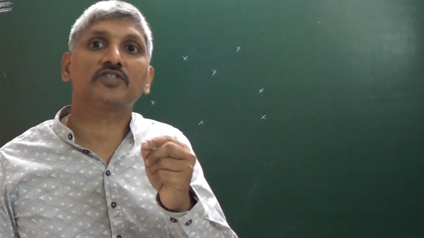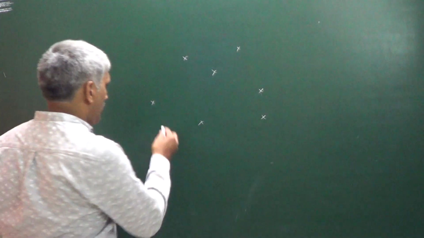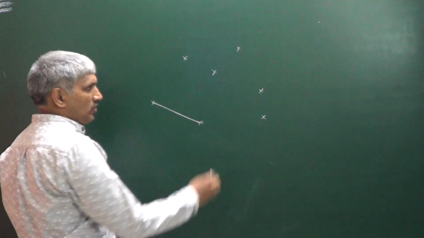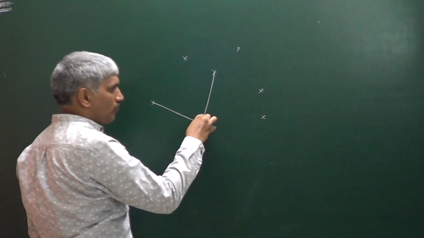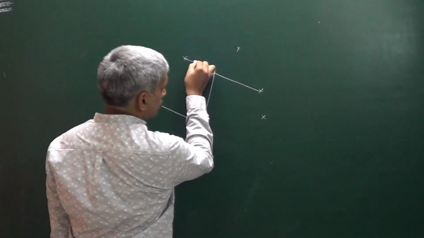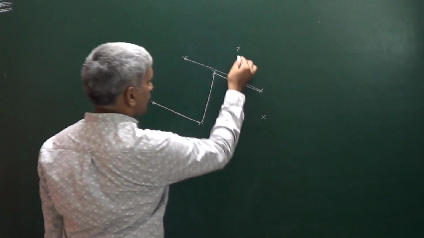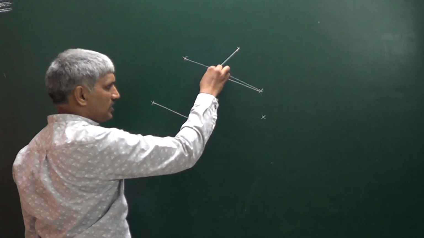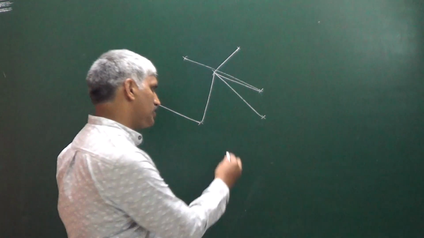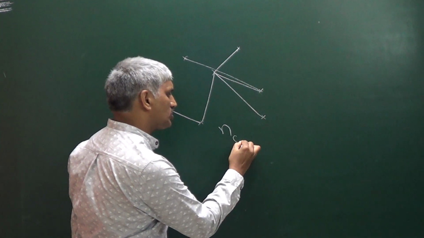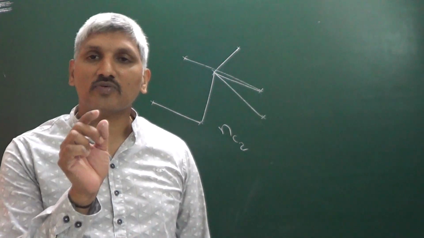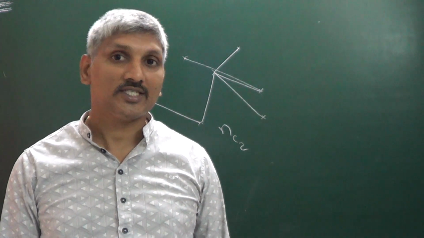Then to get a straight line, we require 2 points. Any 2 points you can select, you will get a line. That's why from n points, selecting any 2 points gives a straight line. So the number of straight lines is equal to nC2.